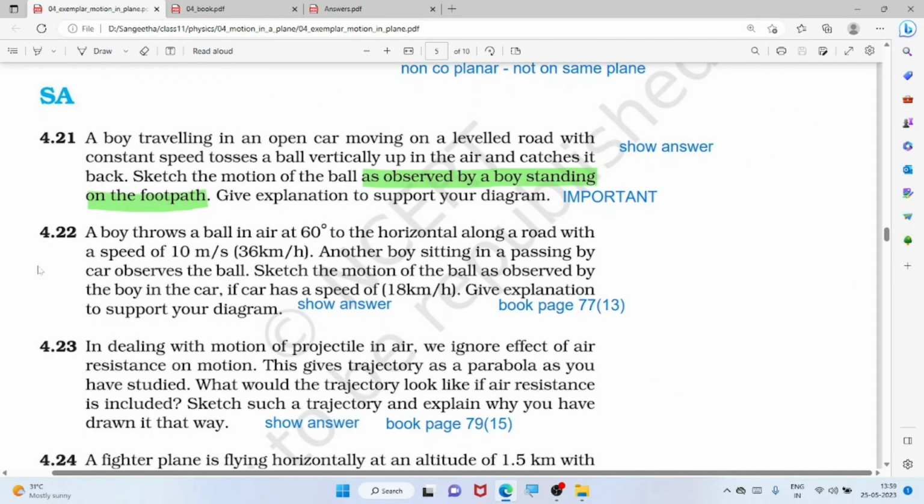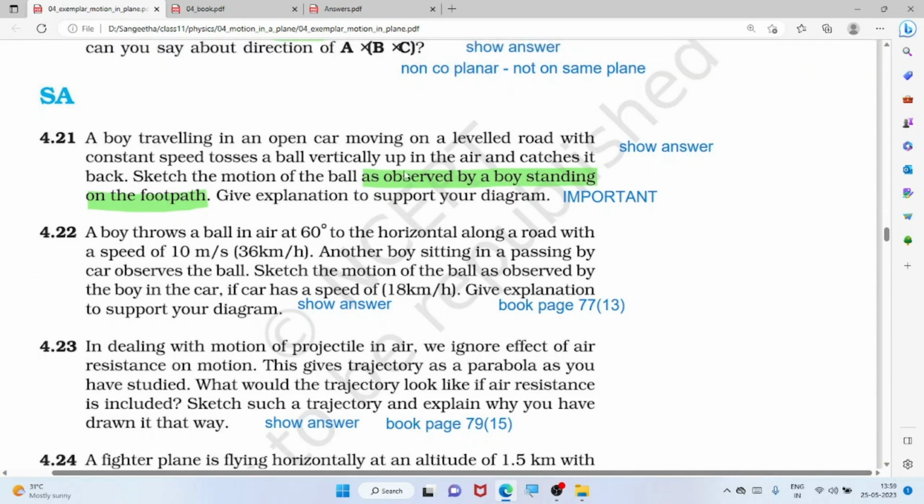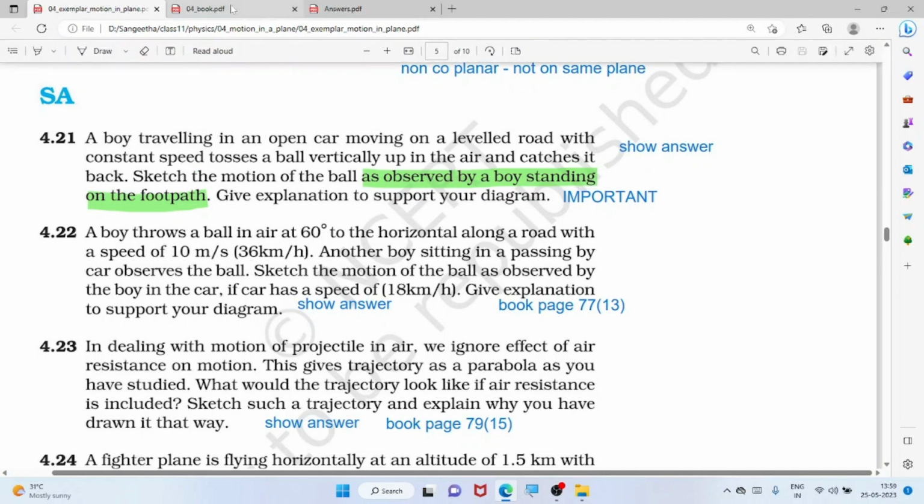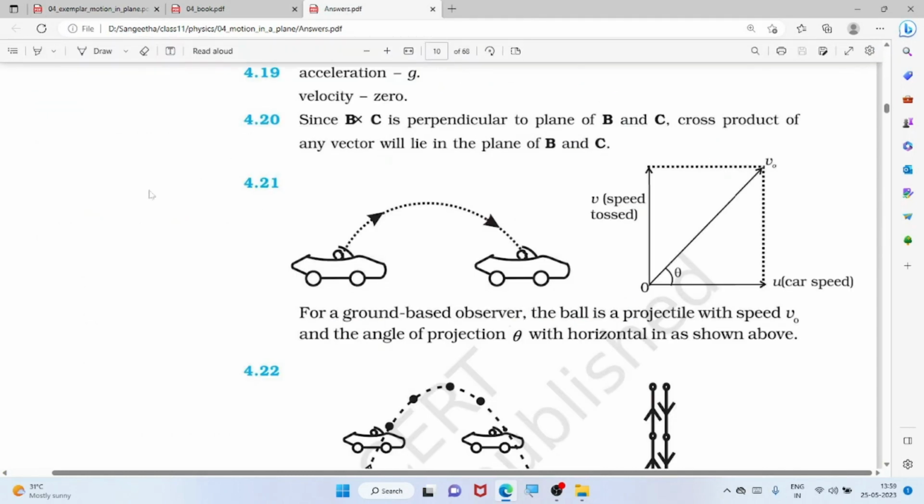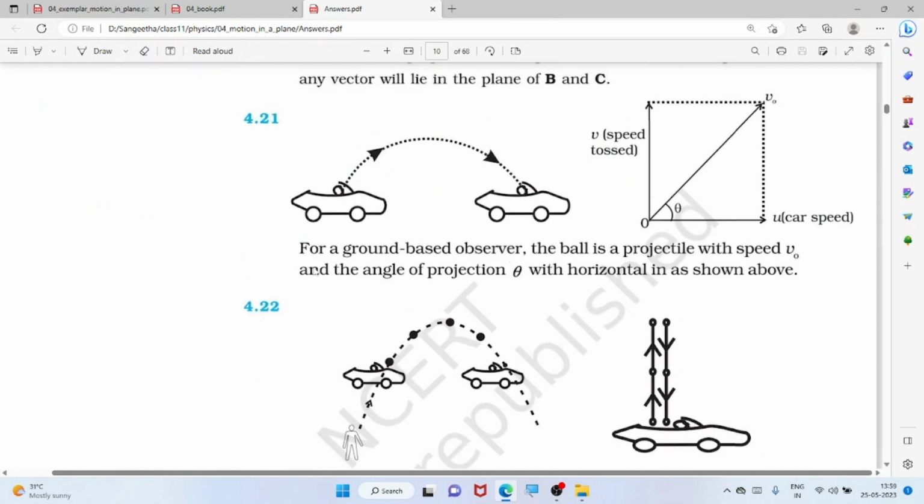Short answer. A boy traveling in an open car moving on the level road with constant speed throws a ball vertically upward in the air and catches it. Sketch the path as observed by the boy standing on the footpath. Okay, answer. Okay, here is the answer. For a ground based observer, so this is the moving car, the ball is a projectile with the speed of this and the angle of projection theta to the horizontal as shown below. Okay, this is the answer.